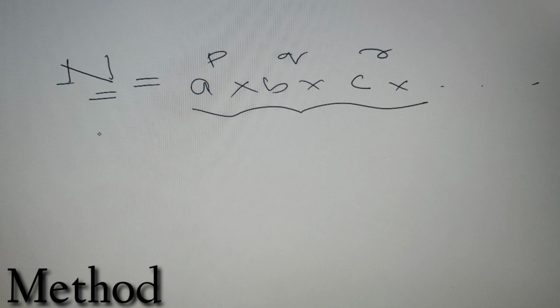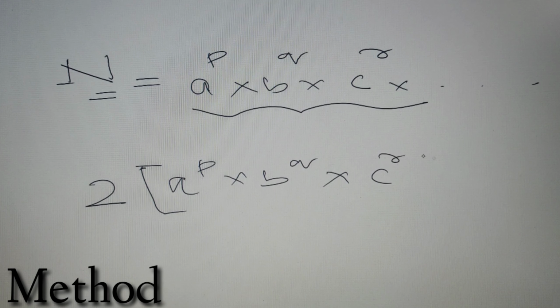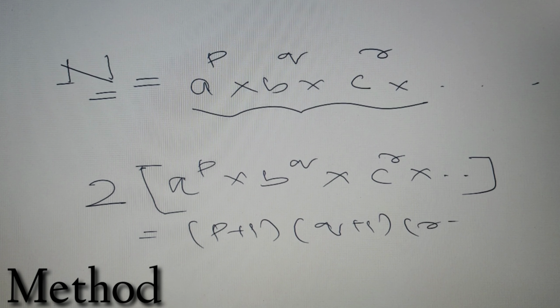Now once we have represented the number in its prime factorized form, what we have to do is we just have to take out 1, 2 and then write the number. So let's say after taking out 1, 2 out, the number is something like this: a raised to power p into b raised to power q into c raised to power r and so on. Then the number of even factors of this number is equal to p plus 1 into q plus 1 into r plus 1 and so on and so forth, as many as powers and prime factors are there.